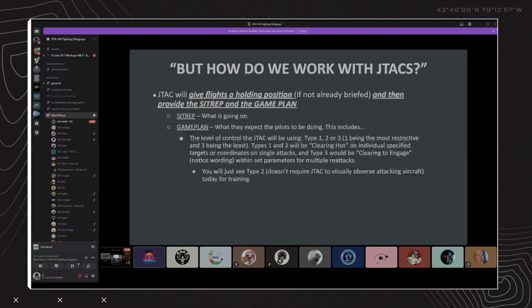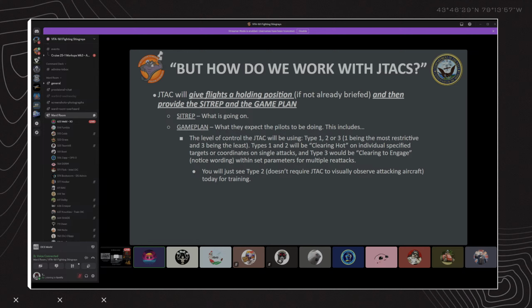So the JTAC would give flights a holding position if not already briefed, and then provide the situation report and the game plan. Basically, the situation report is what is going on, and the game plan is what they expect the pilots to do. This includes the level of control the JTAC will be using, type 1, 2, or 3, with 1 being the most restrictive and 3 being the least. Types 1 and 2 will be clearing hot on individual specified targets or coordinates, and type 3 would be clearing to engage within set parameters for multiple reattacks.